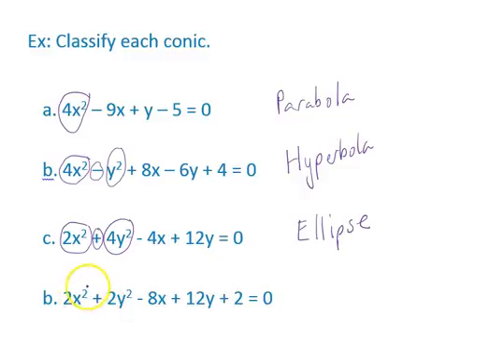And then our last one, we have an x squared and a y squared with a plus. So again, it's either a circle or an ellipse, but when you look at the number in front, which is 2, they're both the same. It has to be a circle.